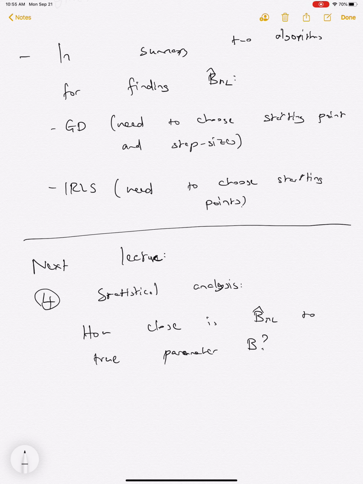We've talked about component 3 for the last couple of lectures, which is the objective and algorithms to solve for that objective. And now we're going to ask how close the outcome of these algorithms is to the underlying parameter of interest. That will be the focus of the next lecture.